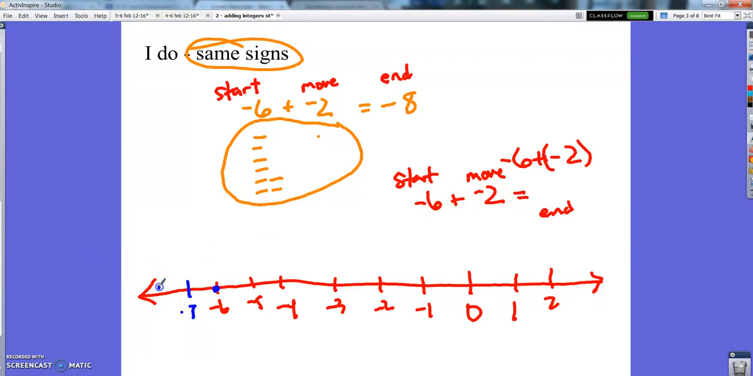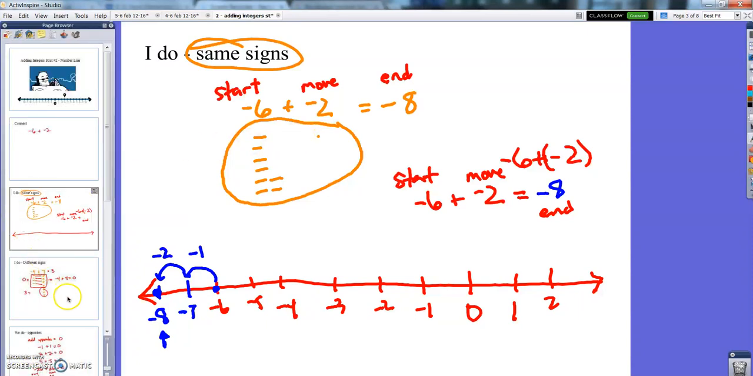And if I move 2 units in the negative direction, that's -1, -2. Then where I end up is my answer. I end up at -8, and so that's the answer. So -6 plus -2 equals -8. You can use the number line strategy or that one. Let me do one more, and then we'll do one together.